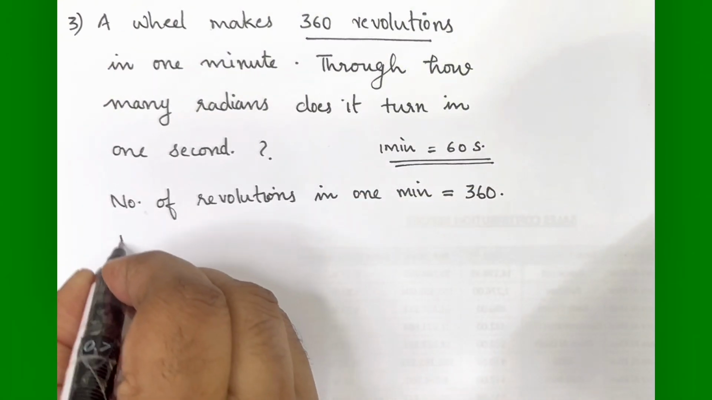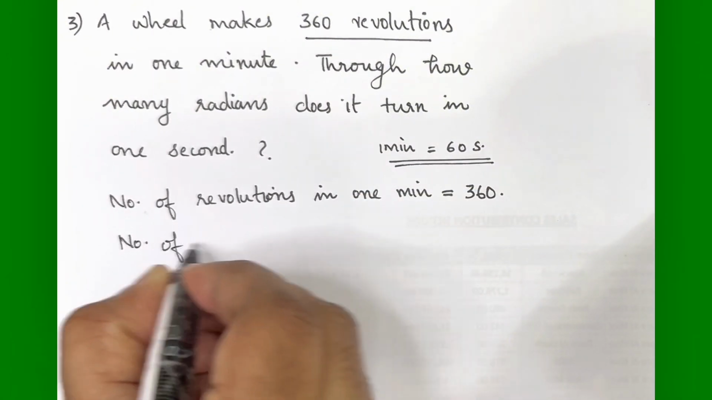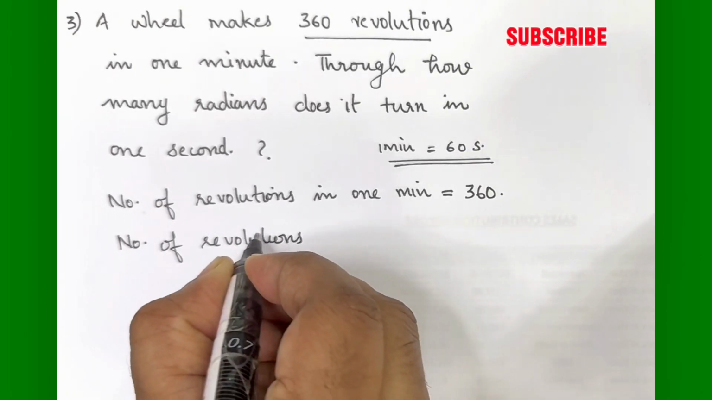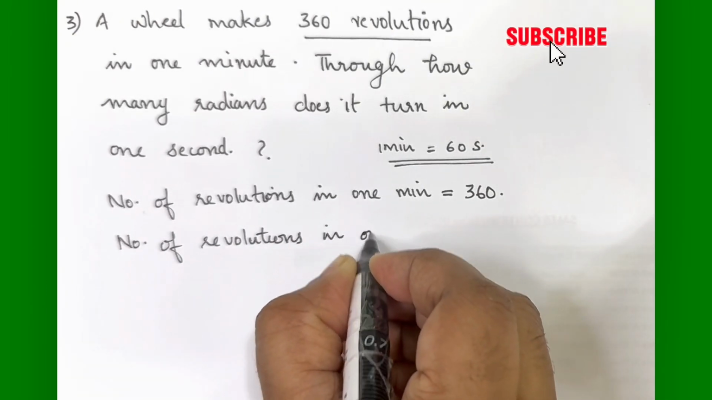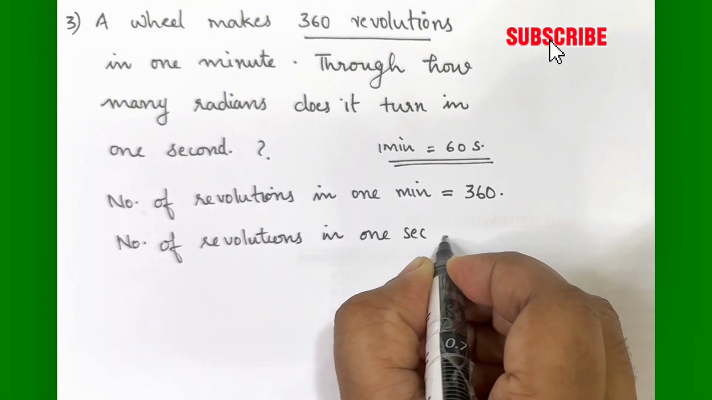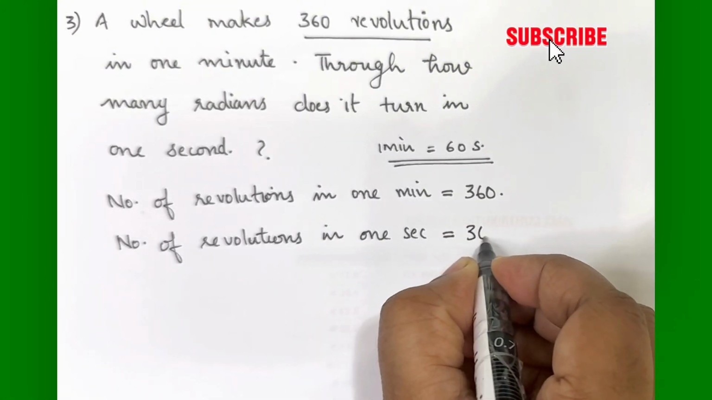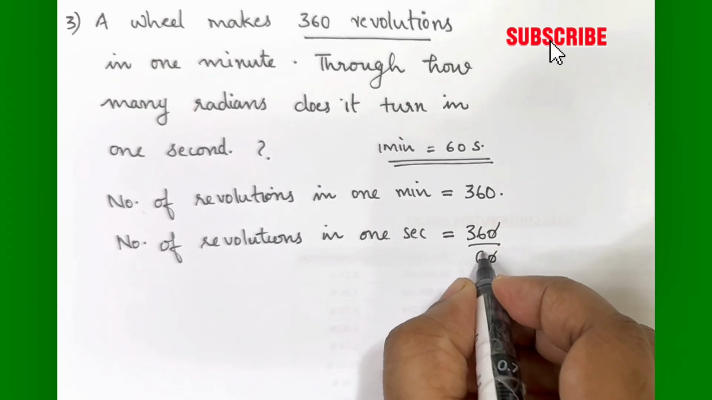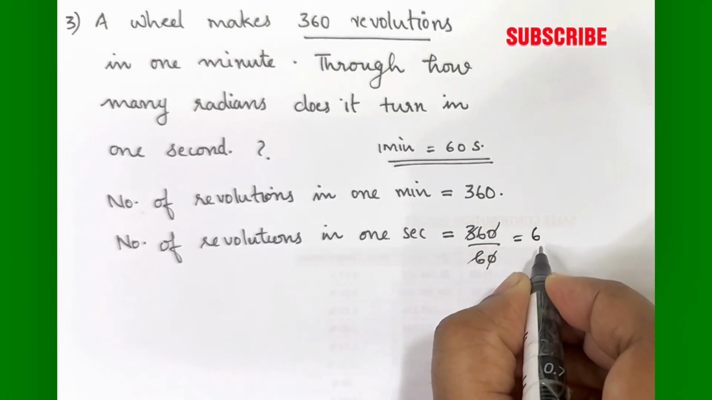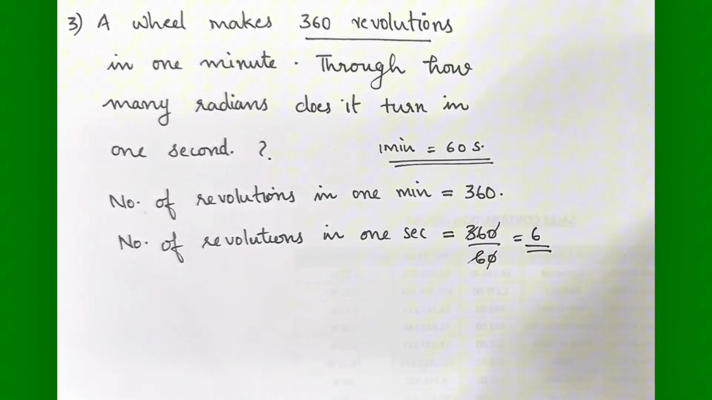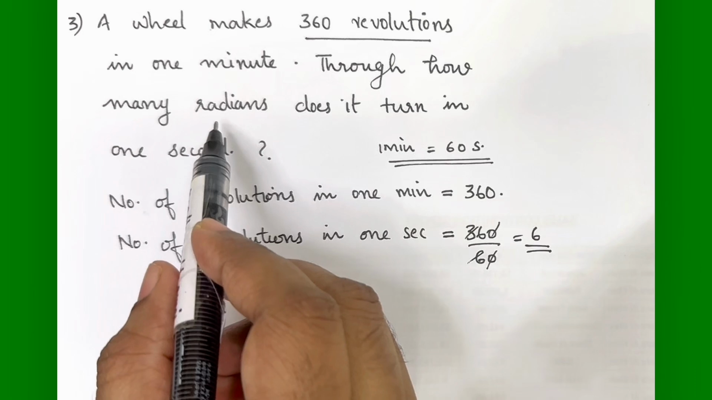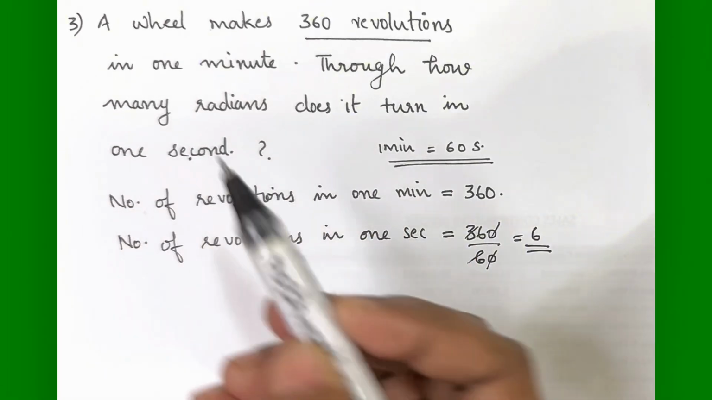Therefore, we can find the number of revolutions in 1 second. To find the number of revolutions in 1 second, we'll divide this number by 60. 360 divided by 60. 0, 0 cancel. 36 by 6 is equal to 6. Therefore, we got the number of revolutions in 1 second, that is 6.